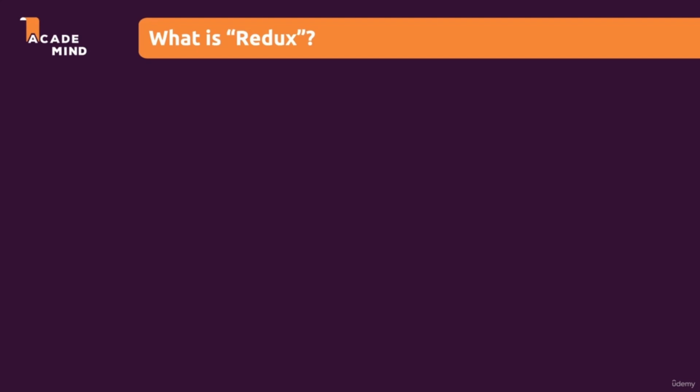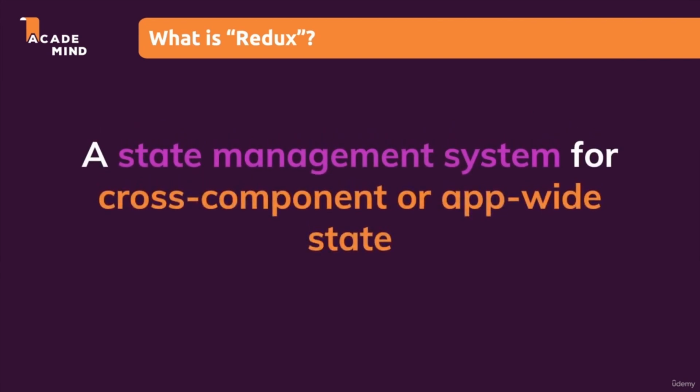So what is Redux? Redux is a state management system for cross-component or app-wide state. So it helps us manage state, data that changes and affects our application and what we display on the screen. It helps us manage such data across multiple components or even the complete app.